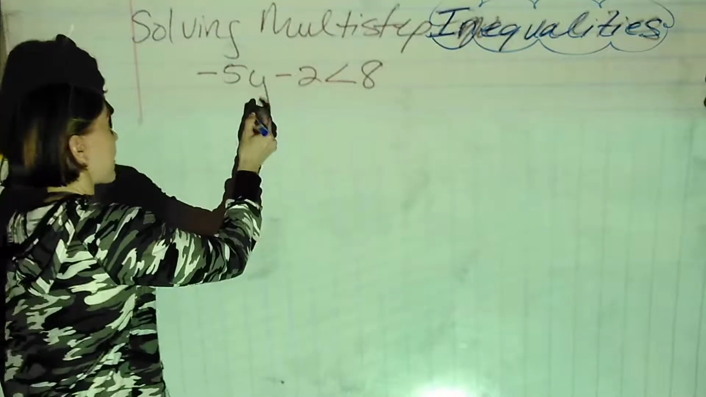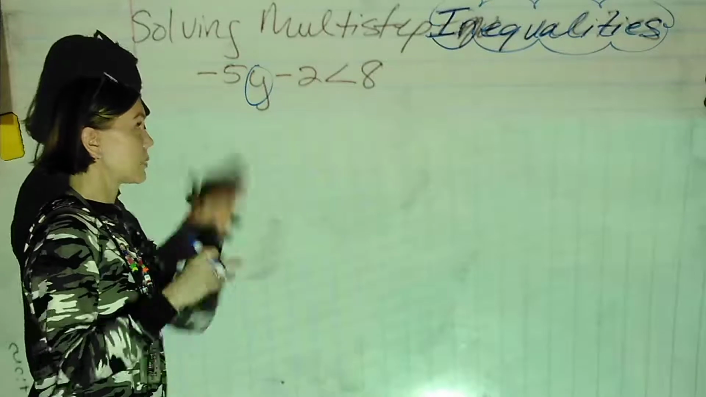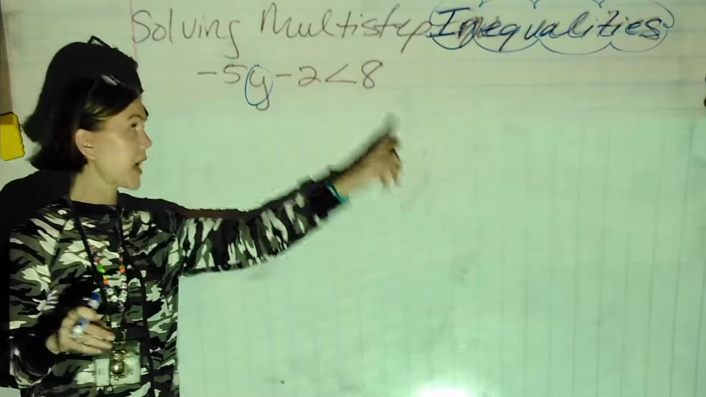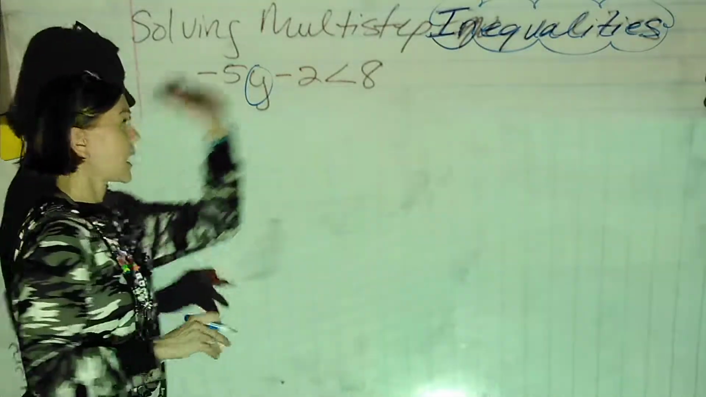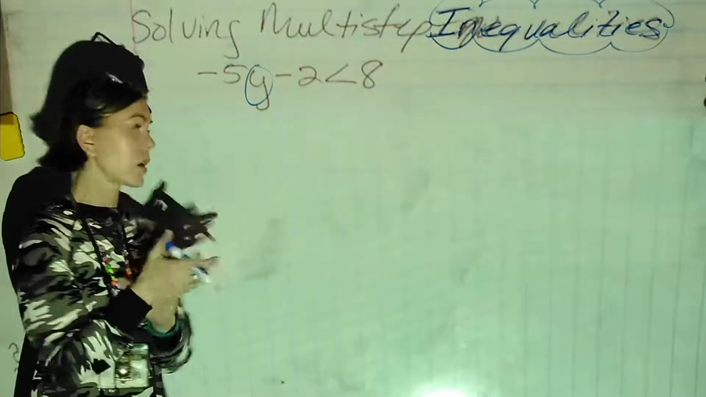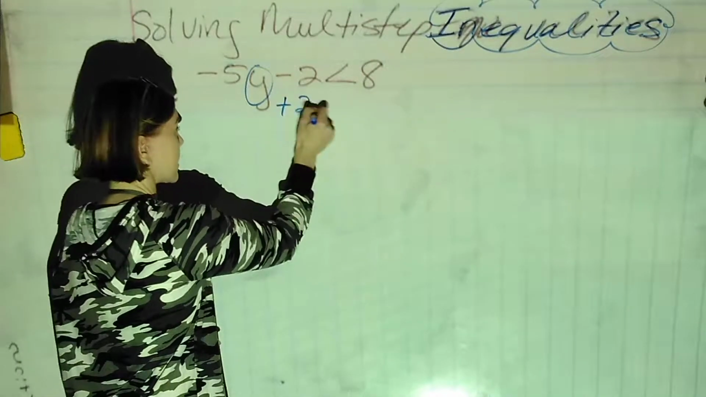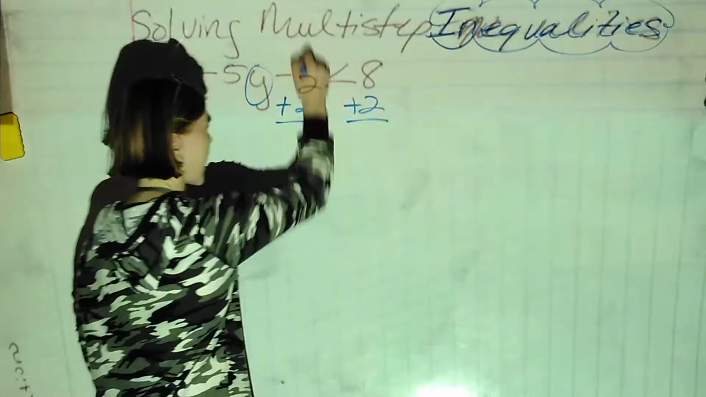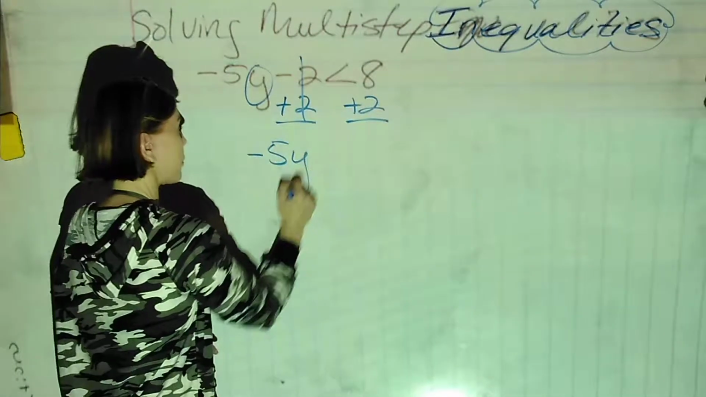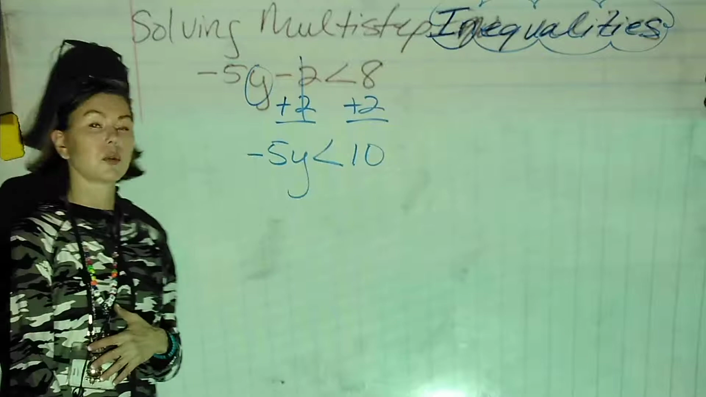So clearly the variable in this example is y, and we're solving for y. So that means we need to move the -2 to the other side of that inequality symbol and the -5 to the other side. We still do the opposite of what we were given, okay, the opposite operation. So the opposite of a -2 is a +2. Okay, and we bring down our -5y, bring down your inequality symbol, and 8 plus 2 is 10.